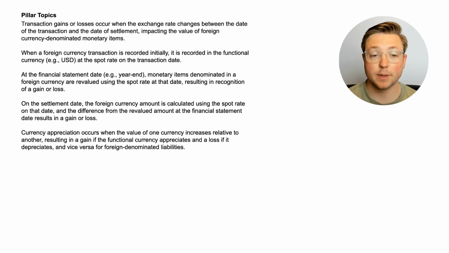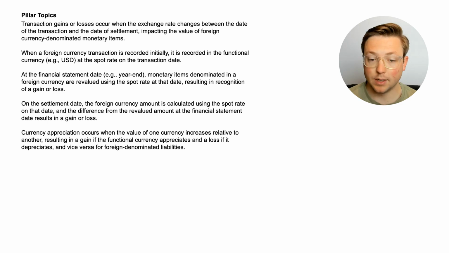Alright, here are the pillar topics. Transaction gains or losses occur when the exchange rate changes between the date of the transaction and the date of settlement, impacting the value of foreign currency denominated monetary items. When a foreign currency transaction is recorded initially, it is recorded in the functional currency, most of the time that was the United States dollar in this case, at the spot rate on the transaction date. At the financial statement date, which is almost always year end, monetary items denominated in a foreign currency are revalued using the spot rate at that date, resulting in recognition of a gain or loss.